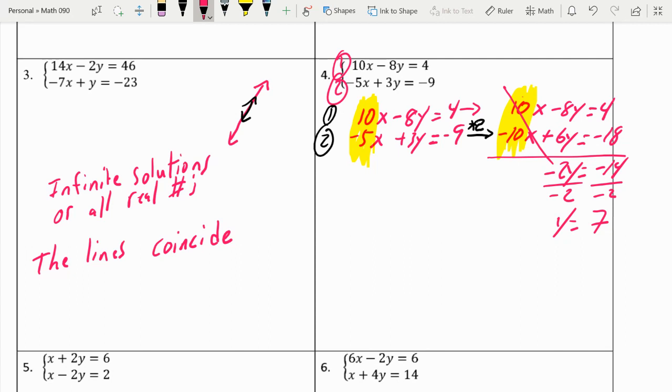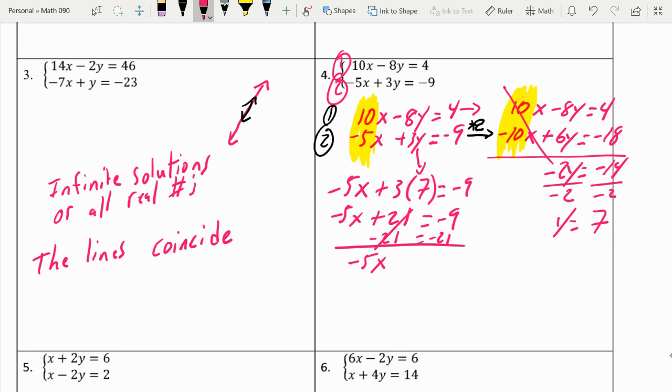It doesn't matter which equation I go into. I'm going to choose to go into equation 2 just because the numbers are smaller and I'm lazy. So negative 5x plus 3 times 7. You notice I replaced y with 7 equals negative 9. Solve just like you've always solved. Subtract 21 from both sides. I have negative 5x, that goes away, is equal to negative 30. Divide both sides by negative 5. X is equal to positive 6. So my solution to this system is 6, negative 7.